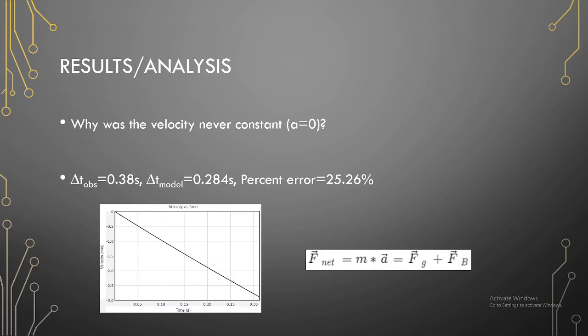Looking at the velocity versus time graph, we see a downward sloping and almost linear curve, indicating that our magnet is accelerating in the negative y direction due to the force of gravity. This means that the acceleration also is never 0, or in other words, the magnitude of the gravitational force is always comparatively larger than the magnetic force. The next key result we have is of course our delta T's listed here, giving us a percent error of 25.26, which is reasonable.